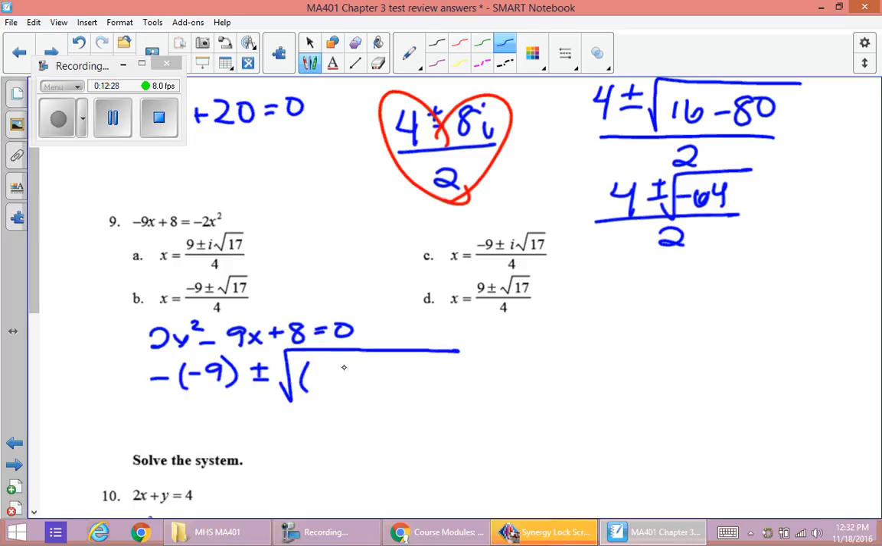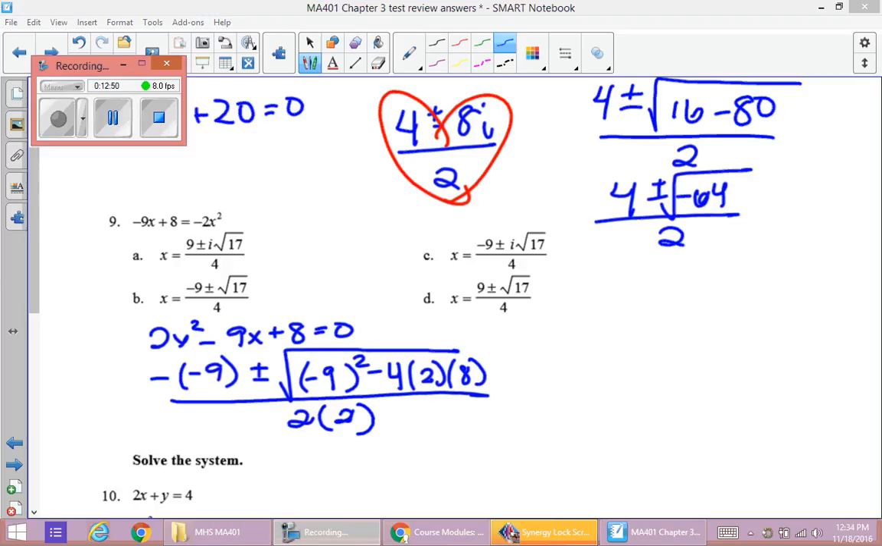Okay, so now what we're going to do is the opposite of b. Let's see, just quadratic formula. Okay, I'm just quietly working it out here. You guys should be working it out too.